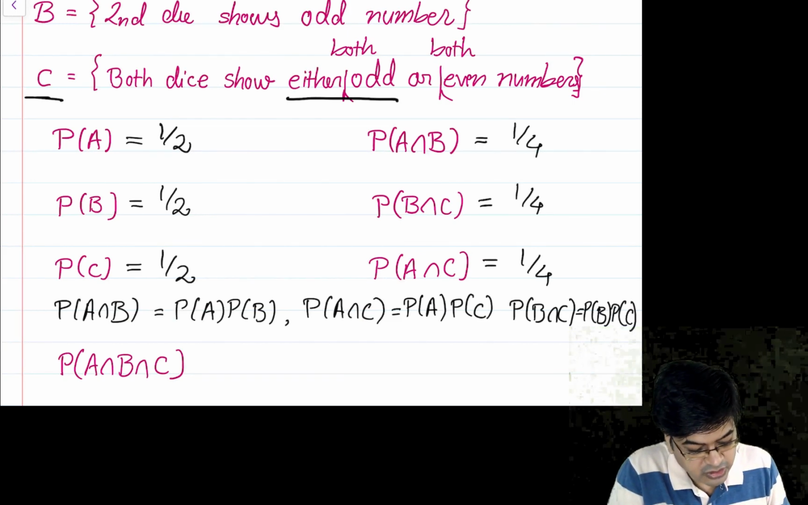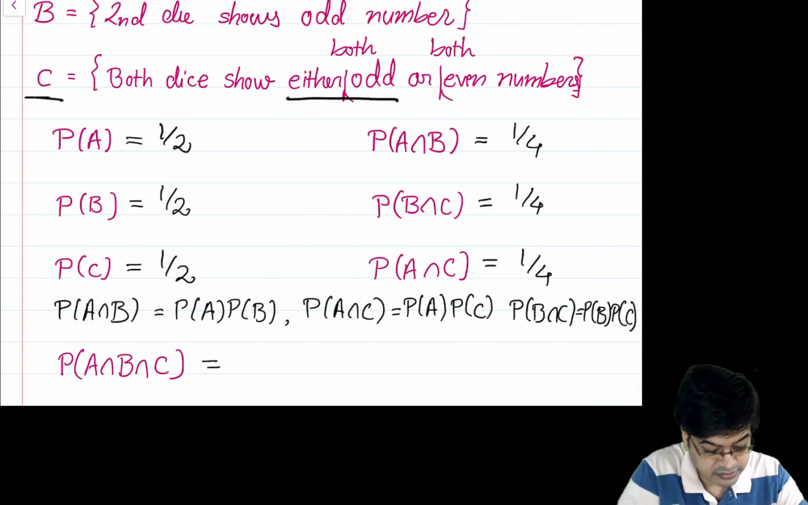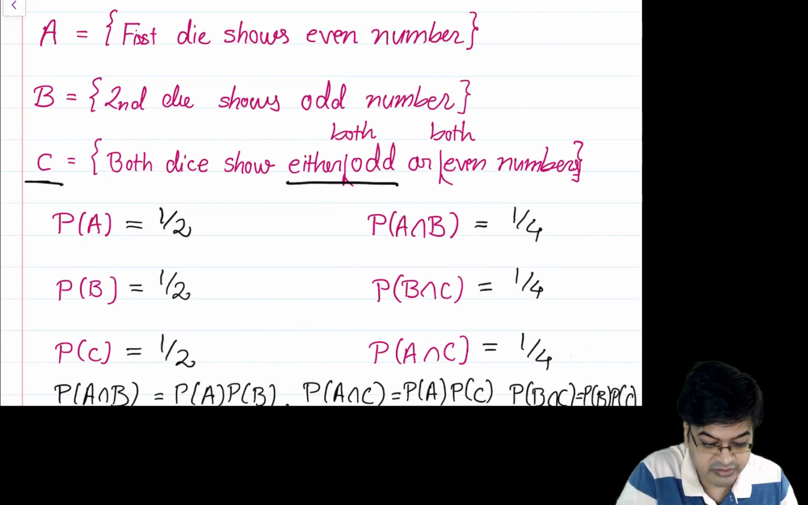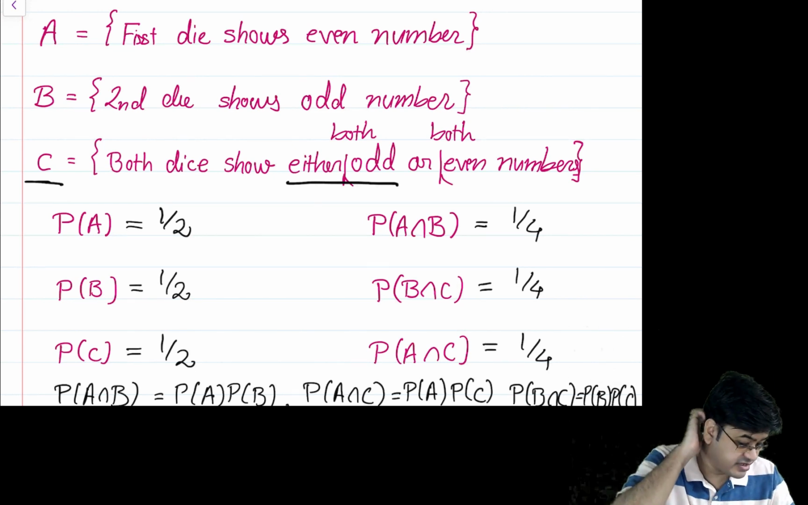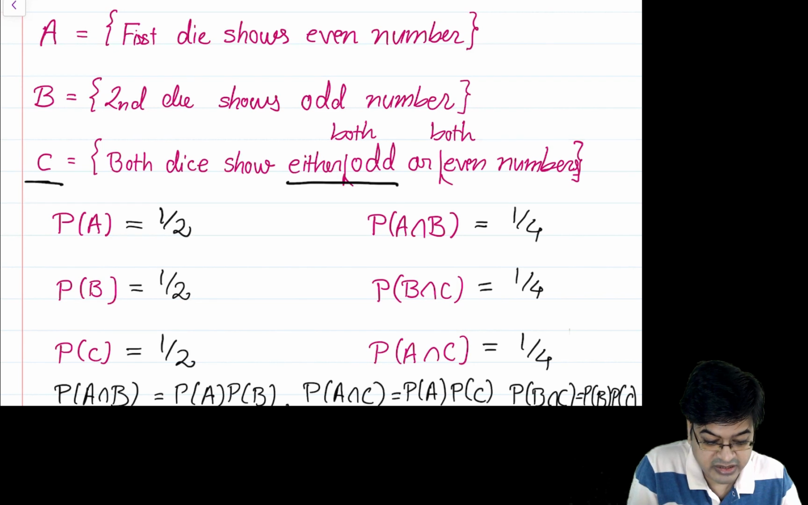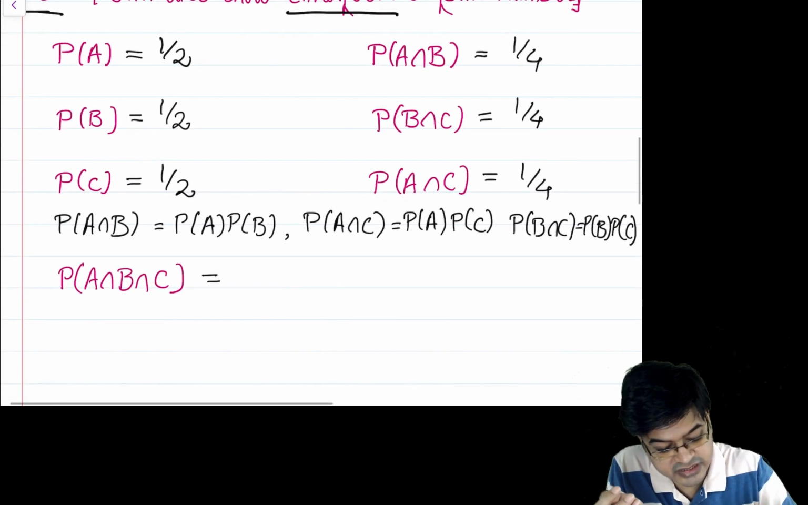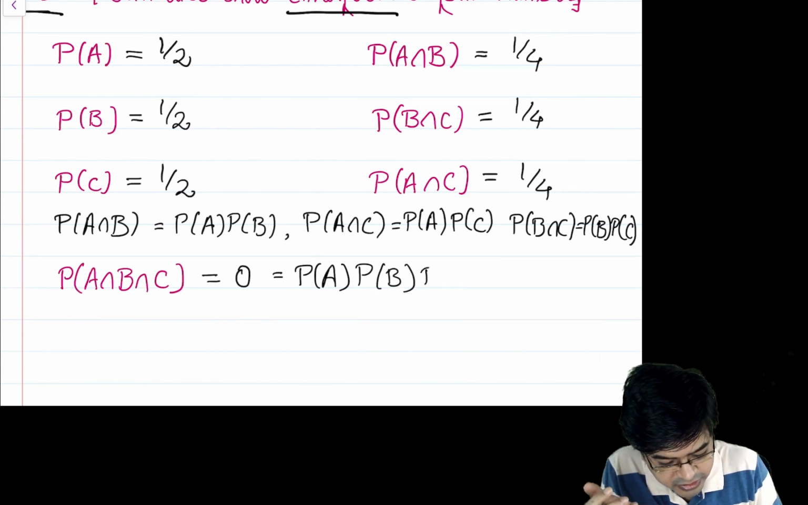Good. Now what is the probability of A intersection B intersection C? What is A intersection B intersection C? First die shows an even number, second die shows an odd number. If first die shows an even number, second die shows an odd number, then how can both dice show the same number? That is not possible, right? So A intersection B intersection C is actually the empty set. Therefore the probability is 0. So there is no question of this being equal to probability of A into probability of B into probability of C.